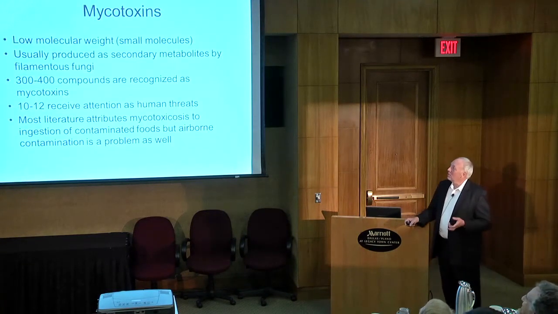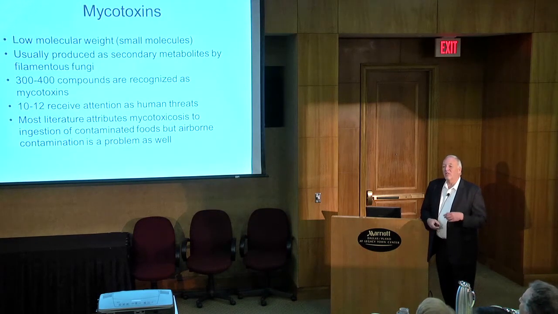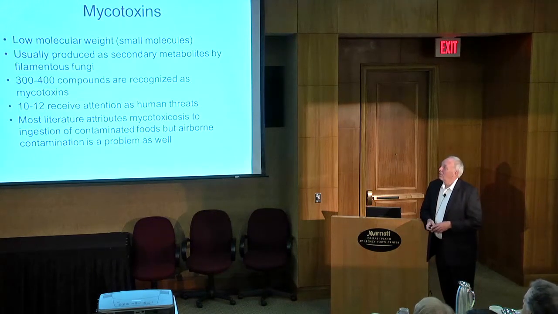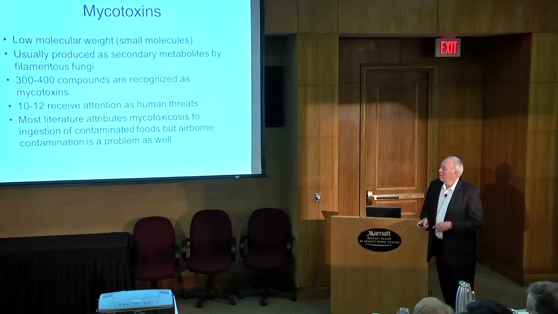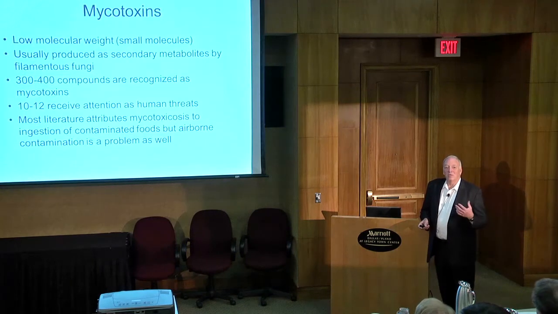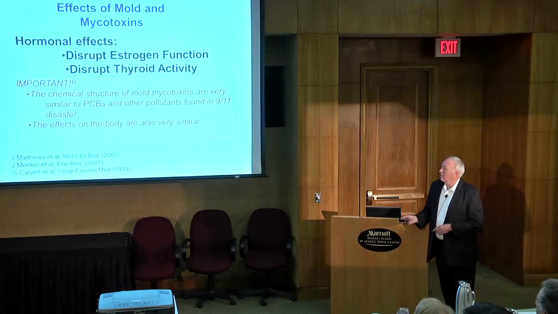So the mycotoxins, as we pointed out, are low molecular weight. They usually are produced as secondary metabolites. We know there are thousands of these things, but 300 or 400 are recognized as mycotoxins that the literature talks about extensively, but only 10 or 12 of them receive attention by any of us. Most of the literature attributes mycotoxicosis to ingestion, but we, in our group, as well as you, know that they are associated with airborne contamination.